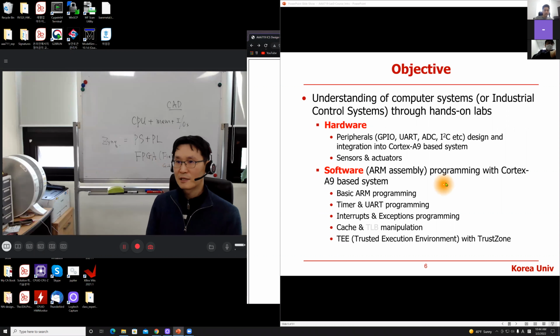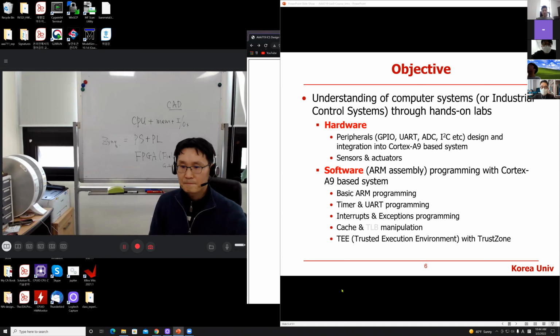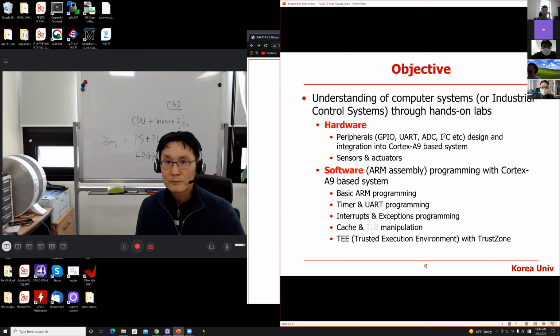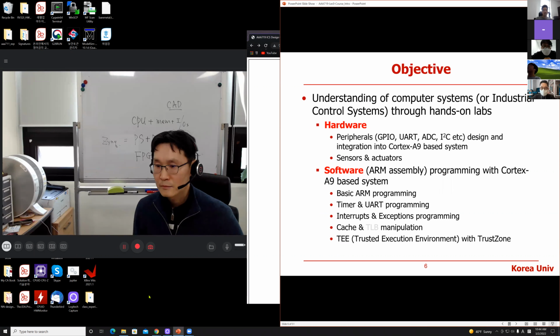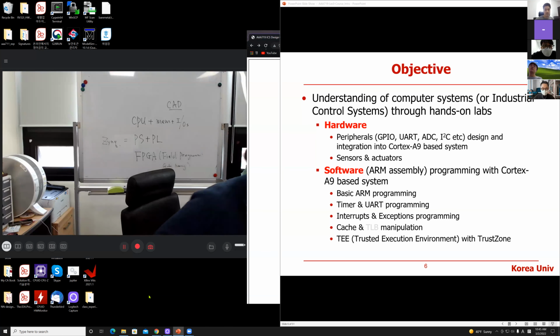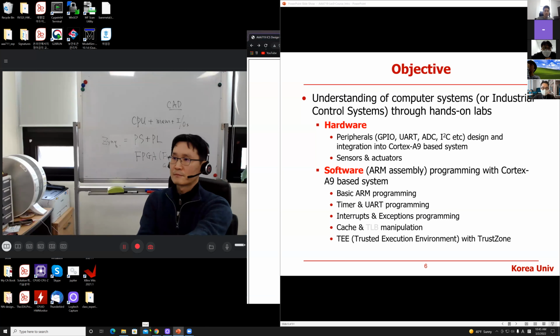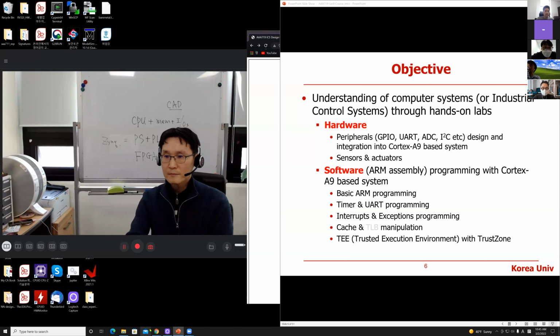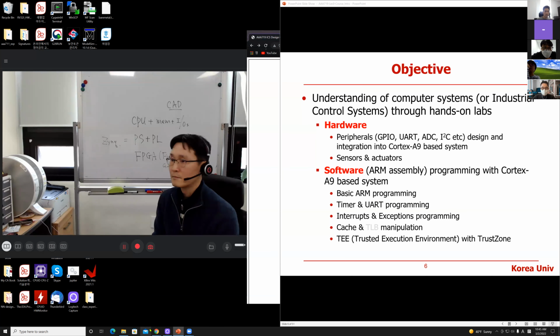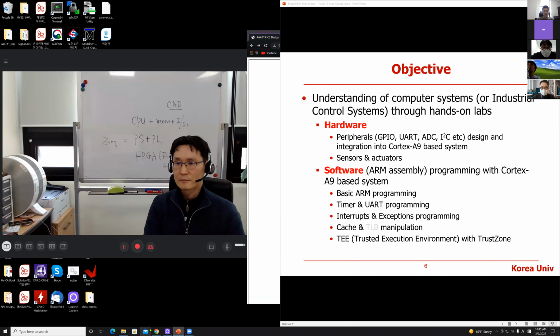Kiwon, can you please read this objective? Understanding of computer systems or industrial control systems through hands-on experience. Hardware: GPIO, UART, ADC, I2C, etc. Design and integration into a Cortex-A9 based system, sensors and actuators. Software: ARM assembly programming with a Cortex-A9 based system, basic ARM programming, timer and UART programming, interrupts and exceptions programming, cache and TLB manipulation, and TEE, trusted execution environment with TrustZone.